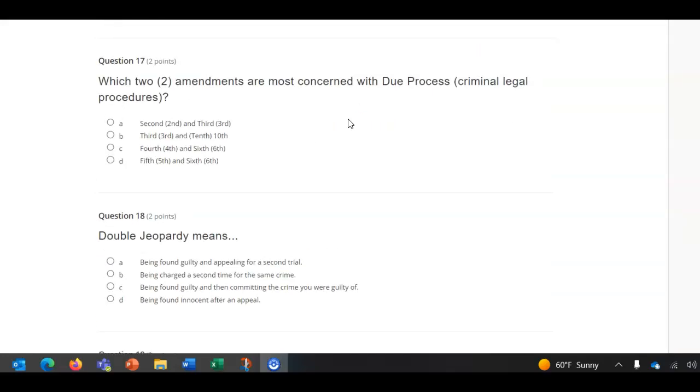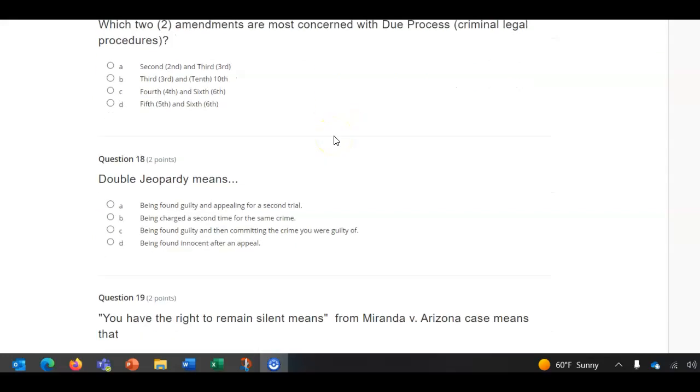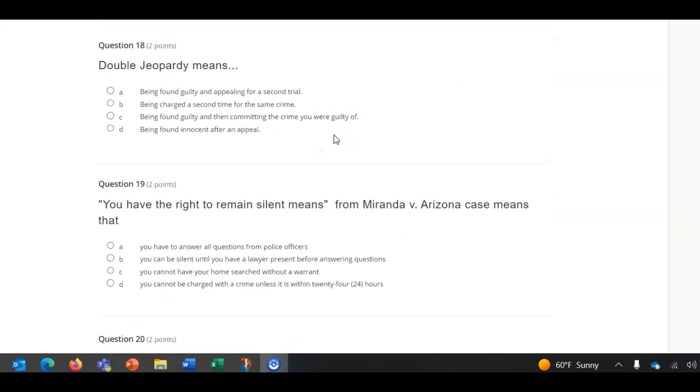Which two amendments are most concerned with due process, criminal legal procedures? A. Second and third, B. Third and 10th, C. Fourth and sixth, D. Fifth and sixth. Double jeopardy means A. Being found guilty and appealing for a second trial. B. Being charged a second time for the same crime. C. Being found guilty and then committing the crime you were guilty of. D. Being found innocent after an appeal.